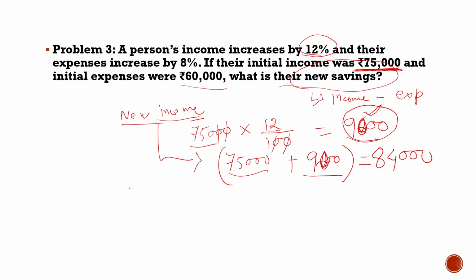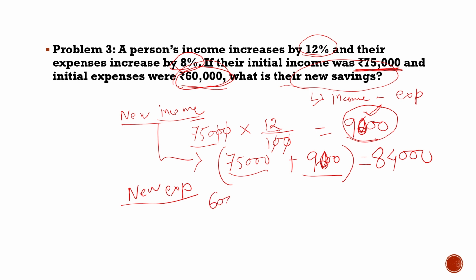Same, I have to find out the new expenditure. So to calculate the new expenditure, first we have to find out what is the increment in expenditure. So 8% is the increment in expenditure and the initial expenditure was 60,000. So my initial expenditure was 60,000 and now there is an 8% increment. So how much is the increment in total value, right? That we have to find out.